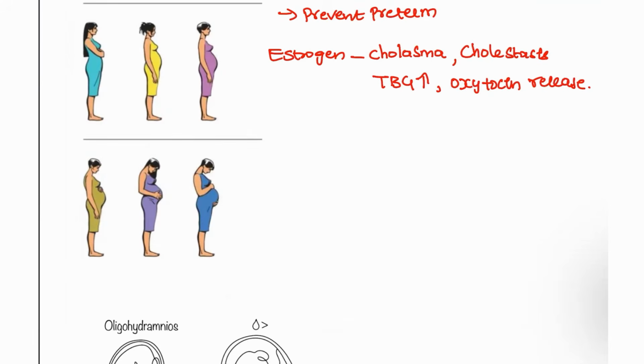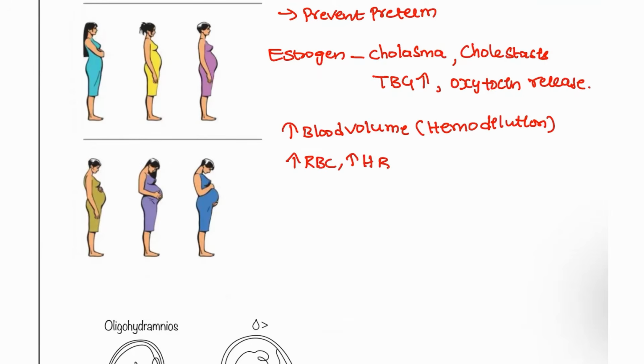Next, what are the important physiological changes of pregnancy that you have to remember? The blood volume is going to increase. That means the mother is having hemodilution, which is the normal thing that we see. Once the blood volume is increased, plasma volume also increases, and RBC also increases. Hemoglobin will also increase. Next, globulins, including immunoglobulins and other important globulins, also increase.